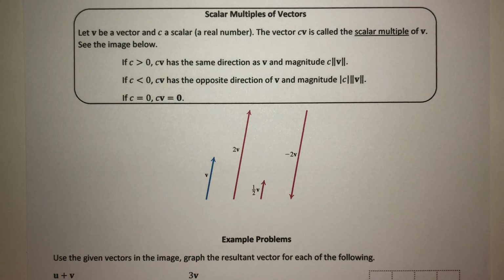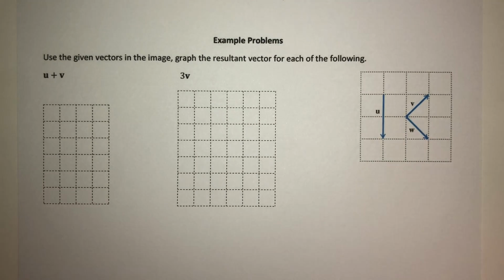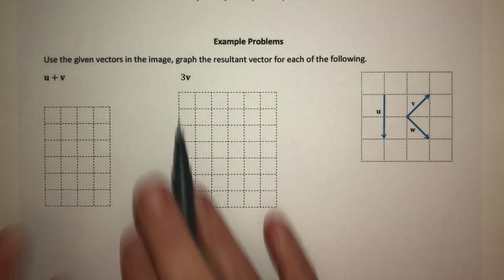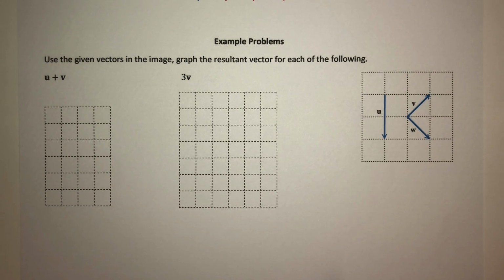All right? So let's use these vectors right here to calculate these. And these are just basic grids. They're not located in any particular place. So that's why there's no axes or anything. I just want to get this thing drawn.